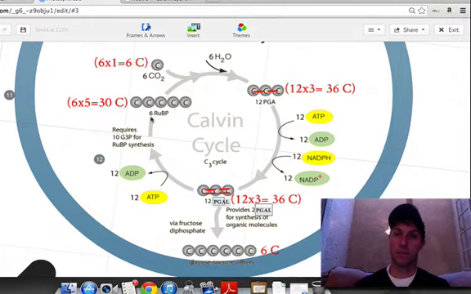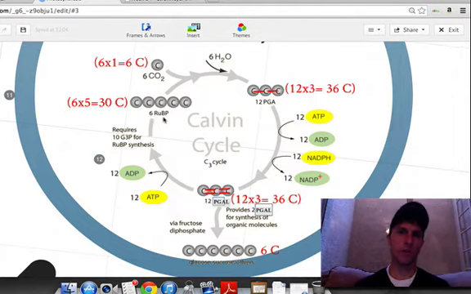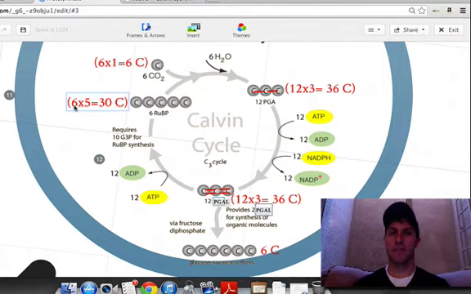So it starts off with this molecule called RuBP, or Rubisco. And what this is, it's a 5-carbon chain. So 1, 2, 3, 4, 5 carbons. And we're going to start off with 6 of these. So counting the carbons here is a little bit important. So we have 6 5-carbon chains. So we're going to start off with 30 carbons, 6 5-carbon chains, which are Rubisco.